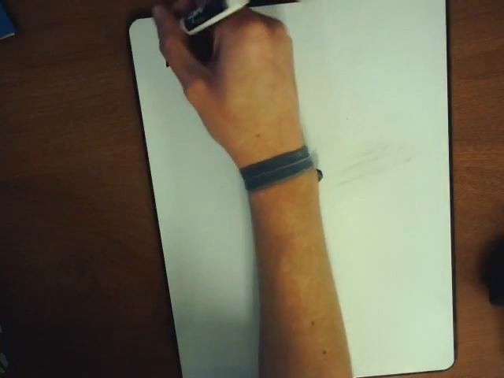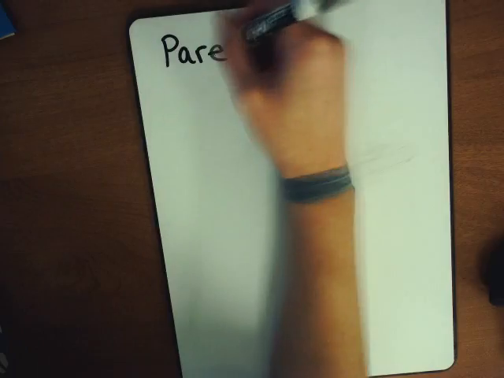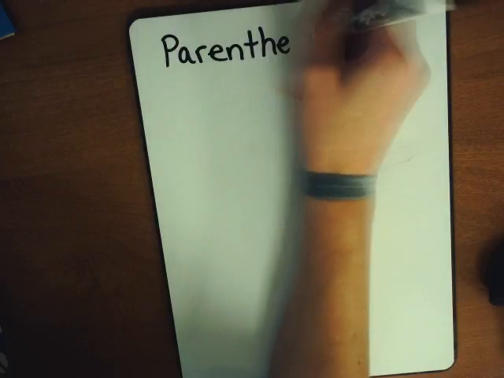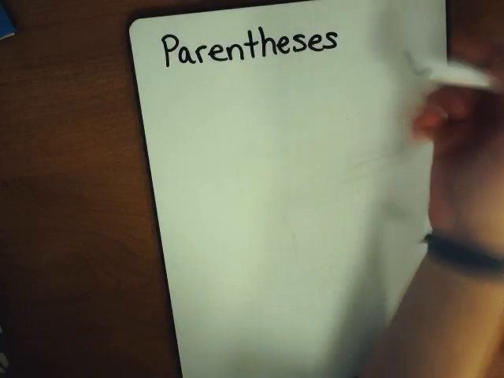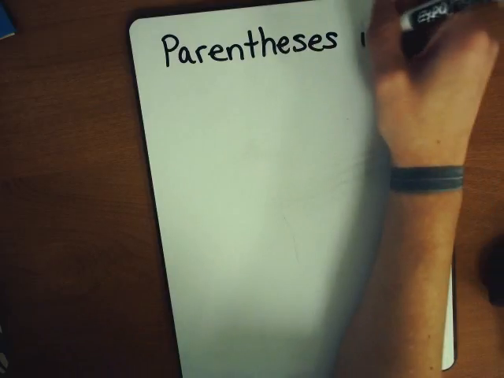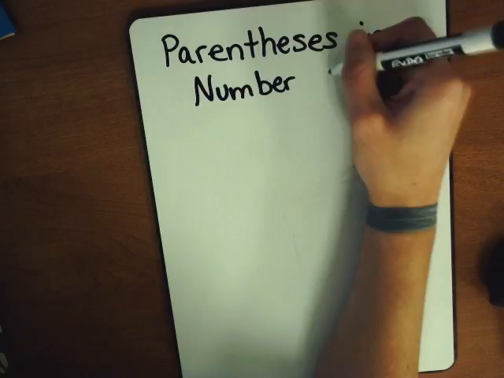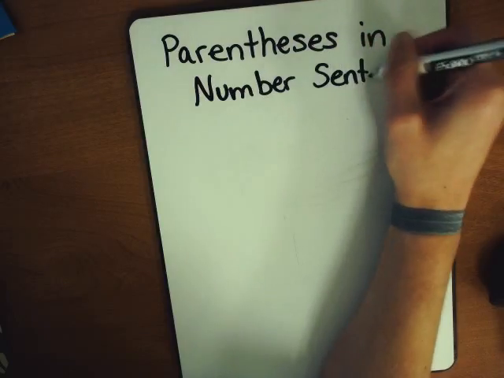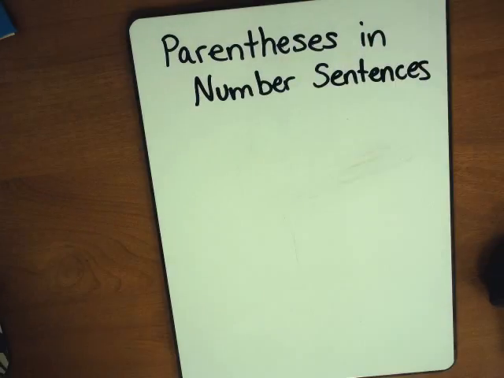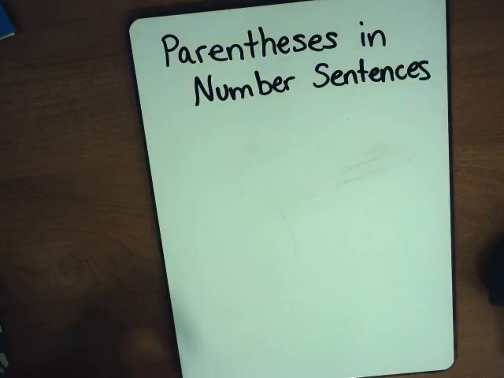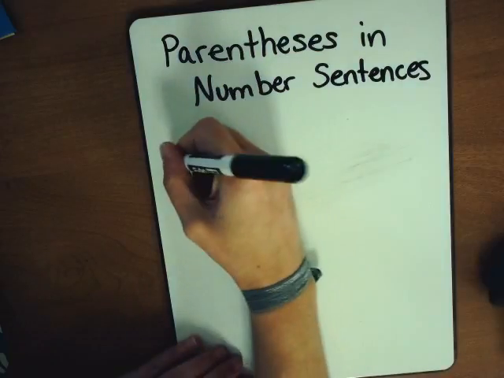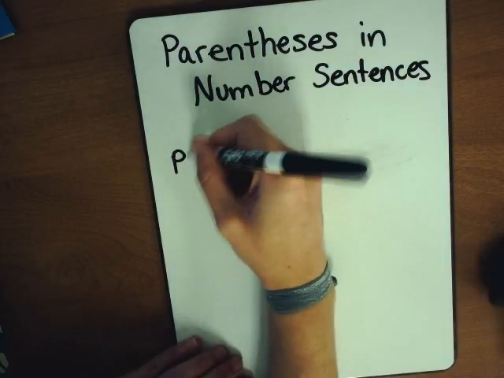Today we're going to be working on lesson 310, parentheses in number sentences. So make sure that you've got that written on the top of your page. We've already done a lot of talking about parentheses. But before we go any further, we want to make sure that we know parentheses tells us which numbers to compute first. So go ahead and write the word parentheses down below your title.